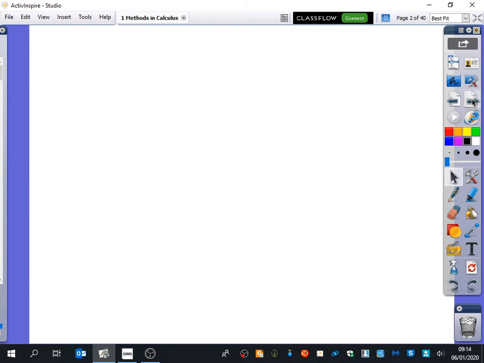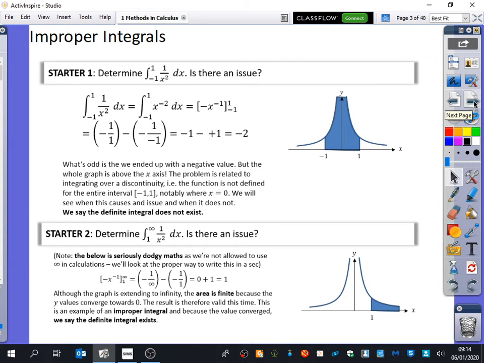But the first bit that we're going to be starting with is improper integrals, and I've got all of this printed for you, so really all we need to do here is read through this together and think about what is happening, and we're going to try and work out what an improper integral is, and the way we're going to do that is by looking at 3 examples that do some kinds of weird things here. So the first thing I've said is, okay, we're going to determine the integral between 1 and minus 1 of 1 over x squared with respect to x, and is there an issue that we have here?